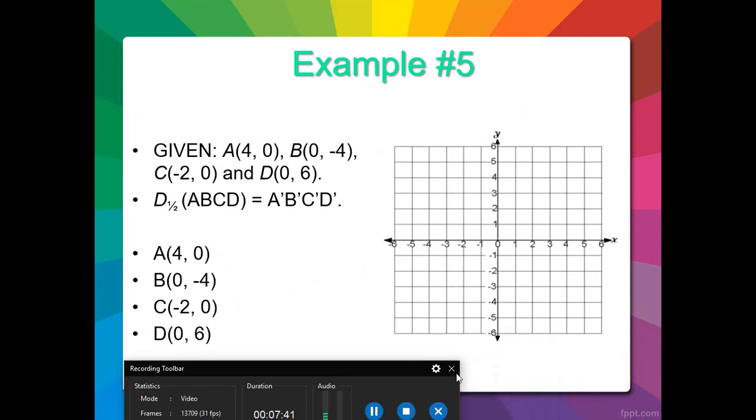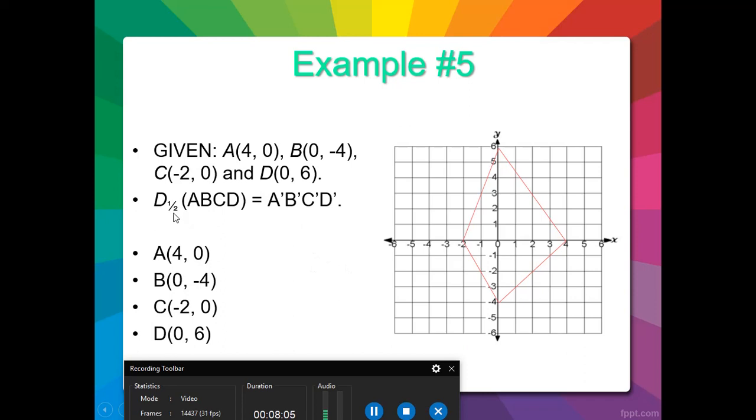In example number 5, we're given 4 ordered pairs. We need to dilate quadrilateral ABCD by a scale factor of 1/2 to create the prime image. I'm going to start by graphing ABCD. I did not label my points because it will be a mess. Make sure you label all of your vertices.